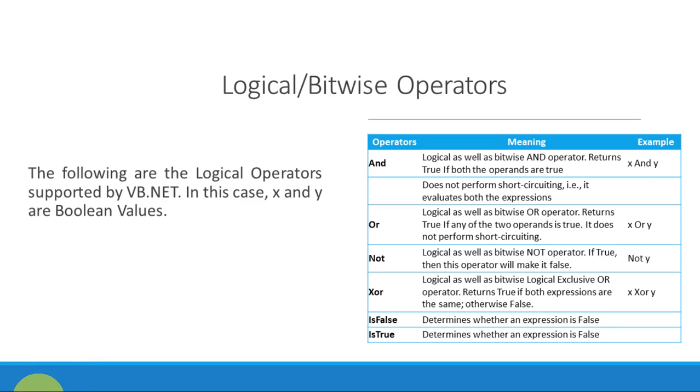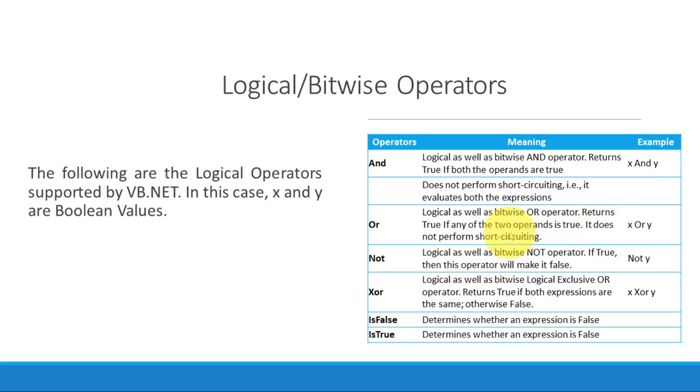Next, logical and bitwise operators. The following are the logical operators supported by VB.NET. In this case, x and y are Boolean values. The logical as well as bitwise AND operator returns true if both the operands are true. If x and y, both the operands are true, then it will come out to be true with the AND operator. With the OR operator, either one of the conditions is true. The logical as well as bitwise OR operator returns true if any of the two operands is true.